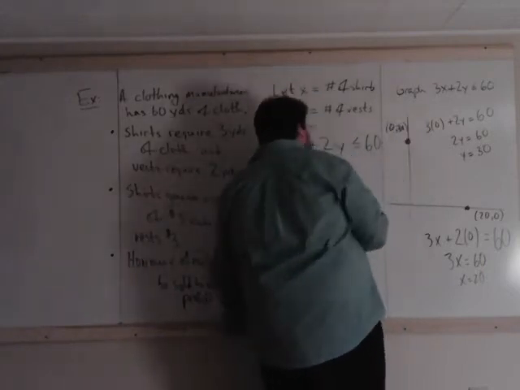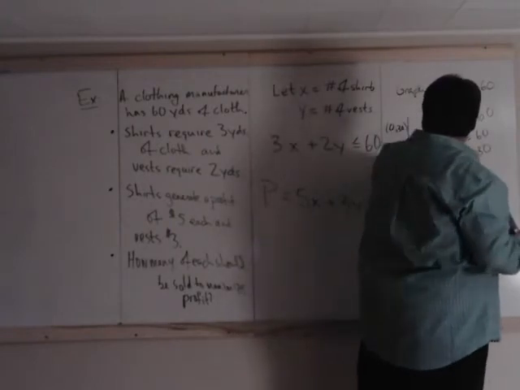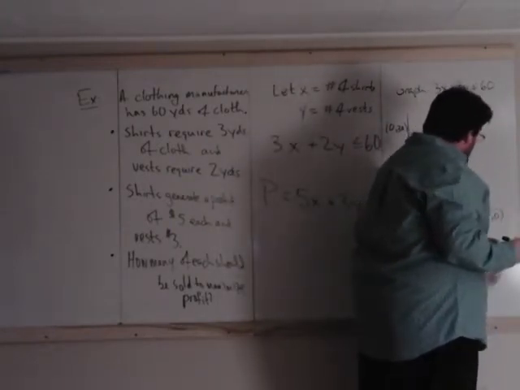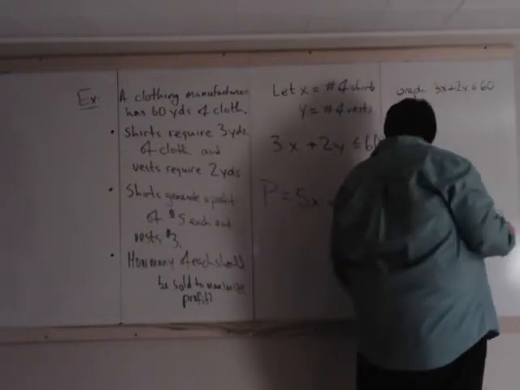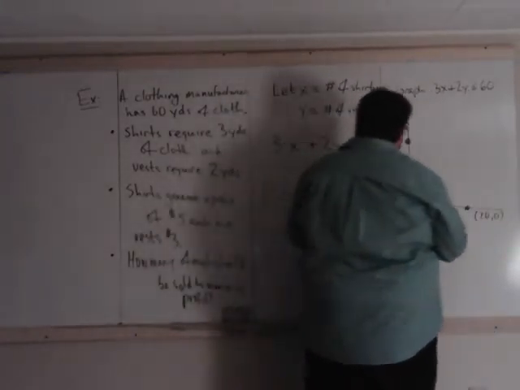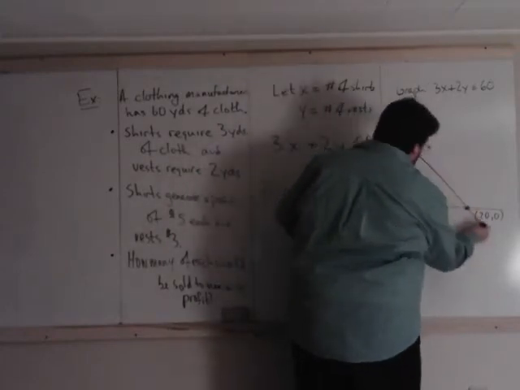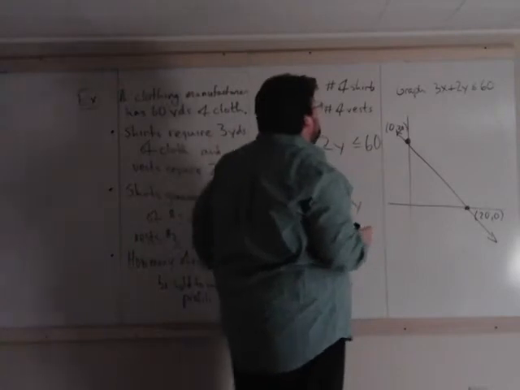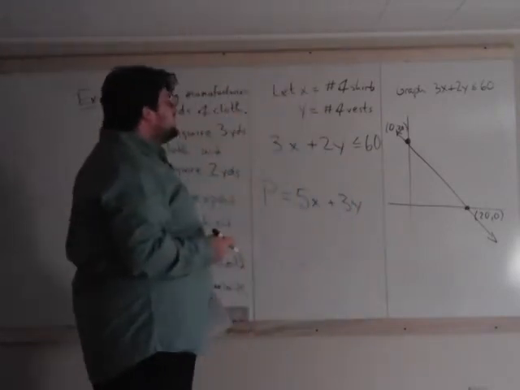So that's 0, 30. Well, once we have the two intercepts, we can draw the line. I mean, you could pick any 2 points on the line, but the intercepts are usually the easiest to find algebraically. So we have this line. Well, that's wonderful. How can we interpret that?